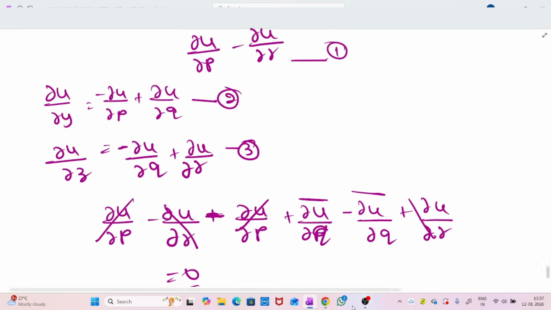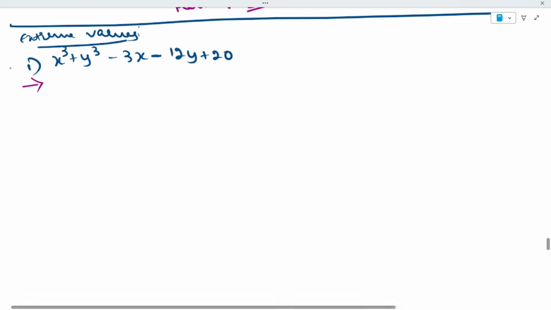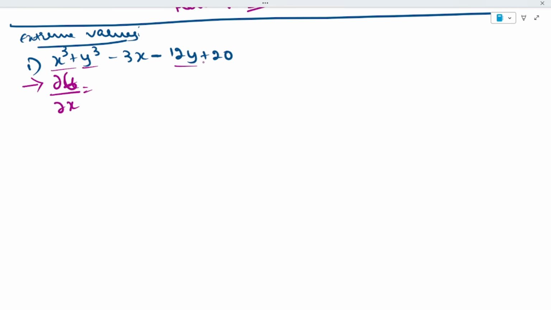Next, I'll come up with another most important topic, and the easiest of all, which is extreme values. Finding the extreme values for the given function. They have given x cube plus y cube minus 3x minus 12y plus 20. Now write the function first, and then you should differentiate. That is del f, that means the function, with respect to x. When partially differentiating, the y terms will remain constant.